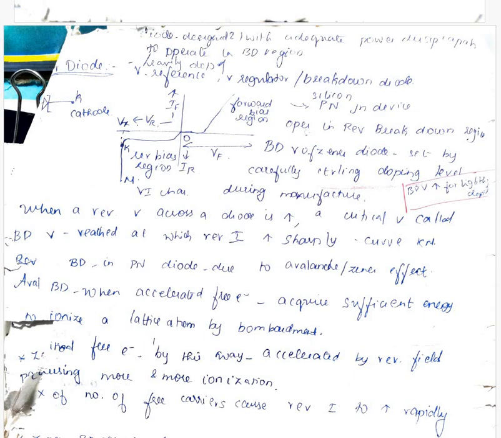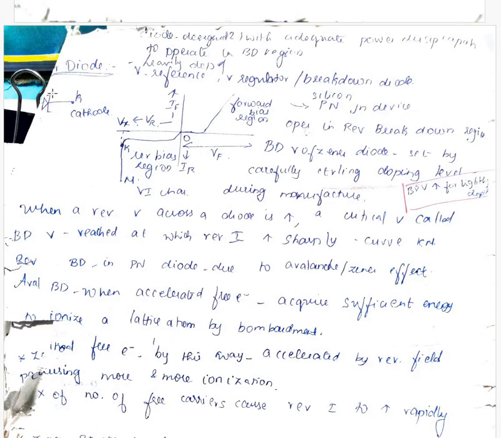Today's topic is Zener Diode. So Zener Diode is a more heavily doped PN diode. It's designed with adequate power dissipation capacities to operate in the breakdown region. It is also called a voltage reference, voltage regulator, or breakdown diode.